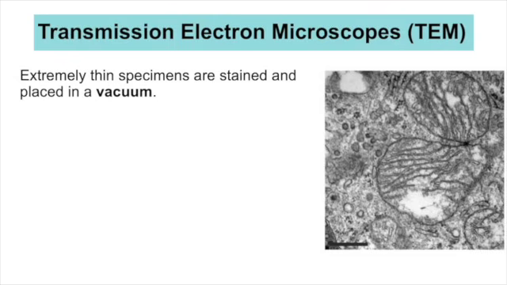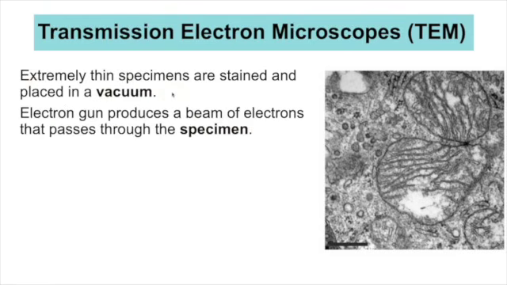So transmission electron microscopes are one type of electron microscope. And for these ones, your specimen has to be very, very thin. You're using an extremely thin slice through your specimen. They're stained and then placed in a vacuum. An electron gun will then be used to release a beam of electrons. The electromagnet will focus that beam, and these transmit or pass through the specimen.